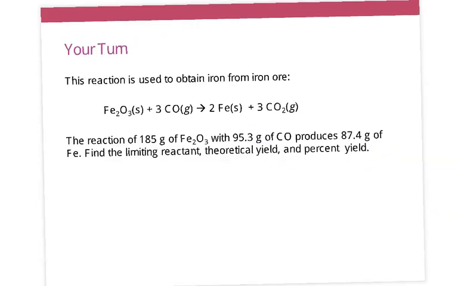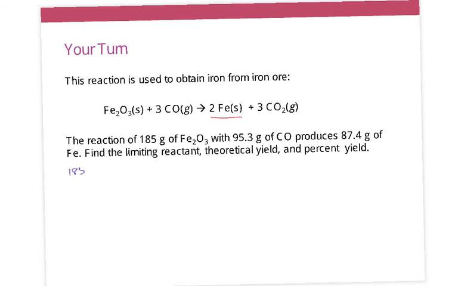Okay, go ahead and give this a try. This reaction is used to obtain iron from iron ore. And you know, iron ore, we dig it up from the ground. It's very hard to find pure iron. So we usually find it as an iron oxide, and we have to purify it to get pure iron so that we can use it for our industrial purposes. So if we have a reaction of 185 grams of iron ore with 95.3 grams of carbon monoxide, and we actually end up producing 87.4 grams of iron, let's find the limiting reactant, theoretical yield, and percent yield. Go ahead and give this a try and replay the video to see if you got the correct answer.